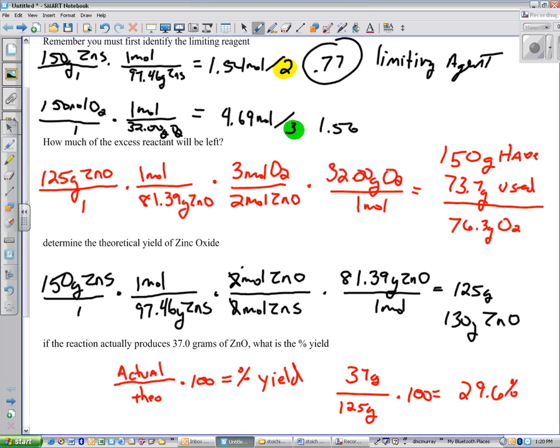29.6%. Hope you enjoyed. Stoichiometry is fun.